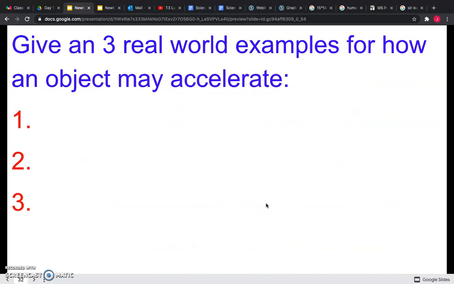Okay, and so then what you're going to do at this point is come up with three real-world examples for how an object may accelerate. So you're just going to come up with those on your own. If you have any questions on that, you can ask me. We can go over that as a class.